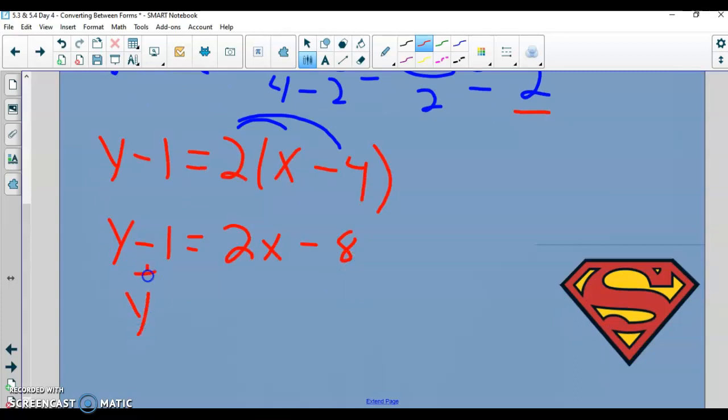So we're going to add 1 on this side, add 1 on the other side, and we'll get y equals 2x minus 7. And then if you look here, we're in y equals mx plus b, which is slope intercept form.